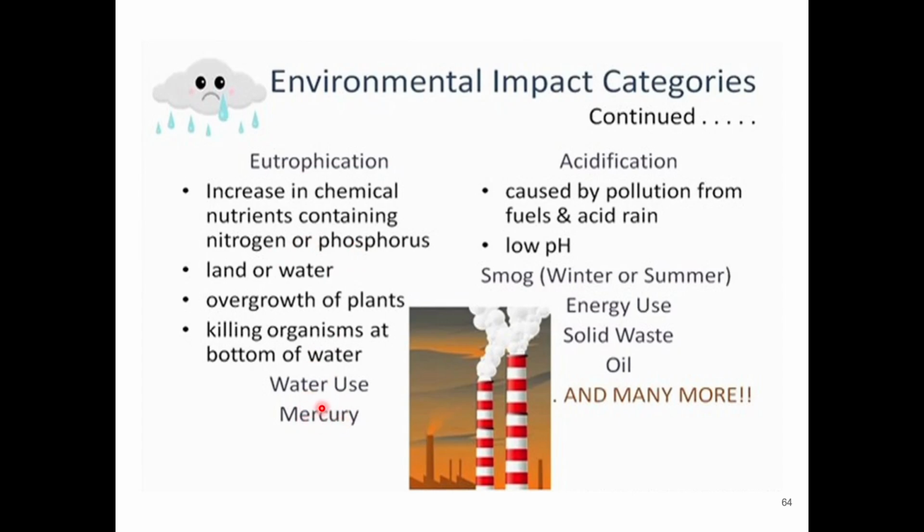And apart from that, one more category can be water use, mercury, acidification. That can be caused by pollution from fuels and acid rain, and also low pH. One more urban problem is smog, that is fog plus smoke. When fog combines with smoke, it becomes smog. That is a perennial problem, be it winter or summer. It is found every time. And one more aspect can be energy use, another can be solid waste as well as oil, and many more are there.